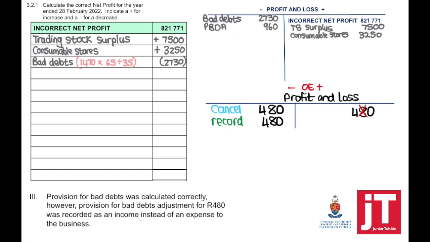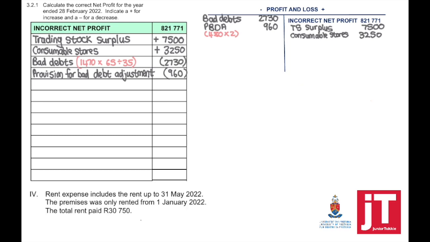the profit and loss account, but it will be times 2, and that will have a negative effect on the net profit. Provision for bad debts adjustment, negative effect, so it must be in brackets or indicate a minus. If you don't indicate a minus or a bracket, it means it's a positive amount, and then you're going to get that wrong.